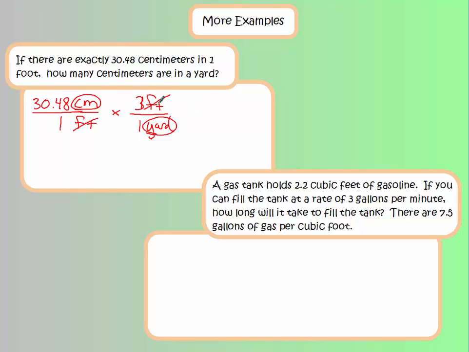And what you always look for is, what unit is it that you don't want? Well, we don't want feet, so I needed feet up here so it would cancel off with the feet down here. And I did want yards, right? That's what I'm looking for in this question. How many centimeters are in a yard? So I needed to have the centimeters stay and the yards stay. Notice there's nothing that will cancel out with the centimeters or the yards. Okay, so I end up with 30.48 times 3, and that is 91.44, and that is how many centimeters are in 1 yard.